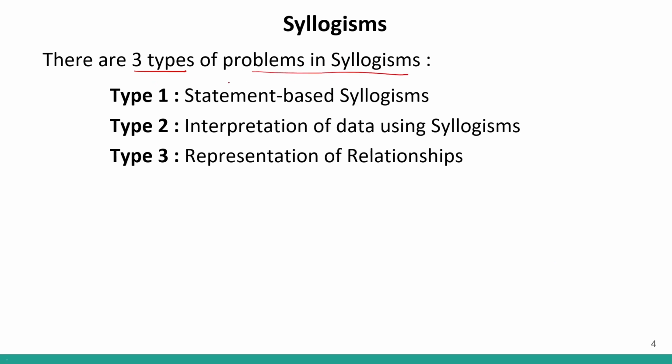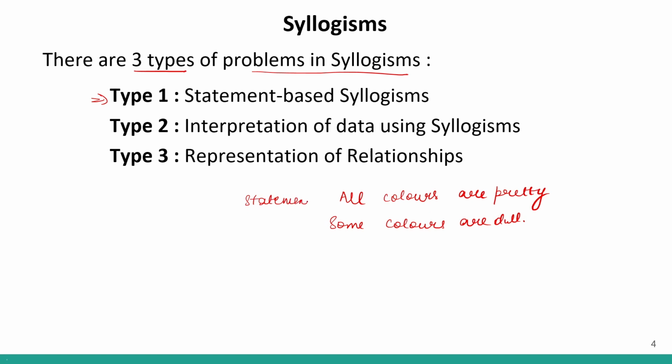So, from syllogisms, we have three types of problems. Type 1 is statement-based syllogisms. So, what do you mean by that? For example, it is given to us that all colors are pretty. Some colors are dull. Let's say it is given to us like this. So based on these statements, I will have certain conclusions.